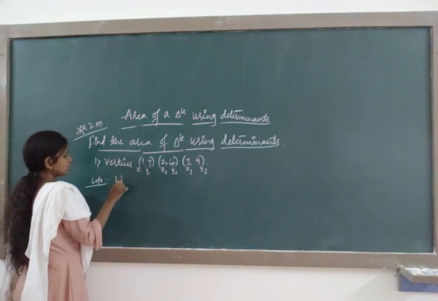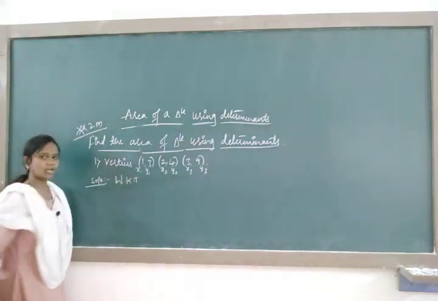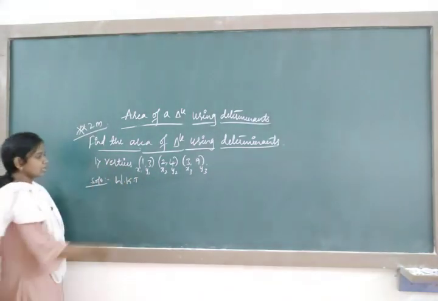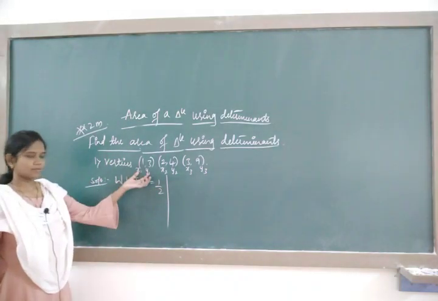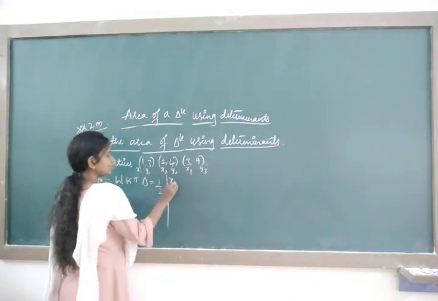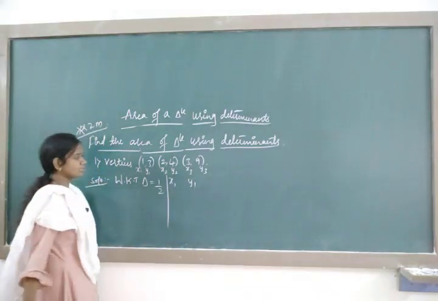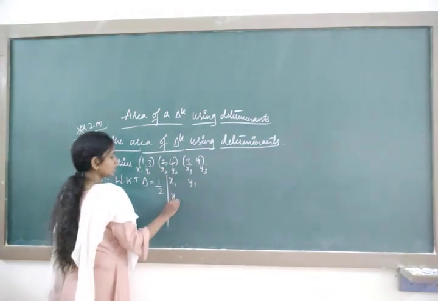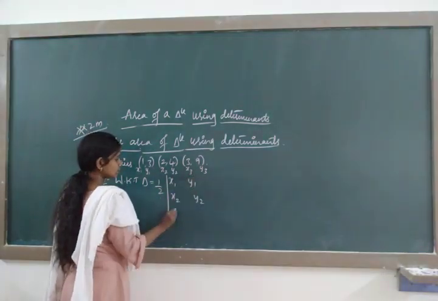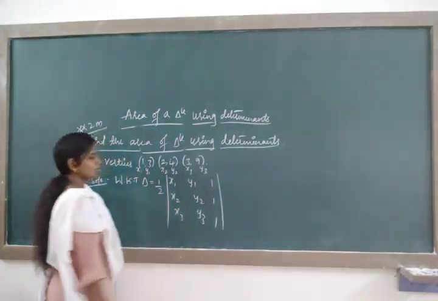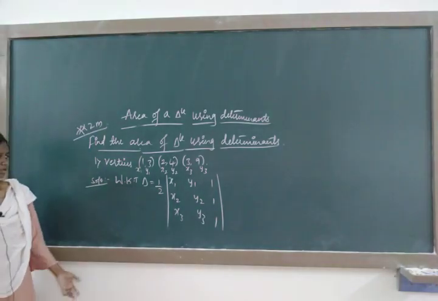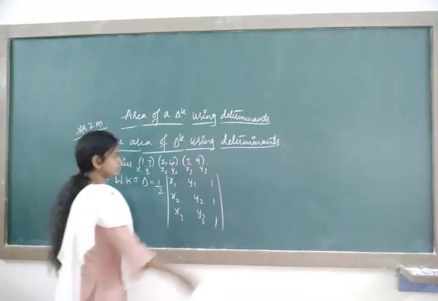Just now we have learned how to write the area of triangle formula in case of determinant. Take triangle, half. Here x1 y1 is there, write by leaving some space, x1 y1. Next x2 y2, write as it is. Next x3 y3, write as it is. The last column will always be 1 1 1. Now substitute the values.